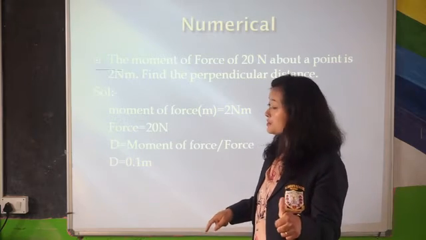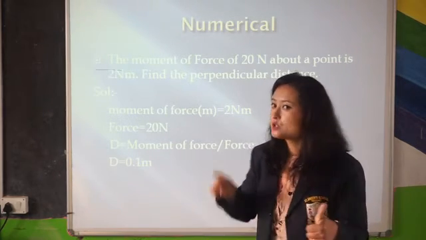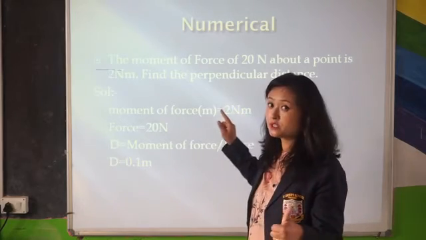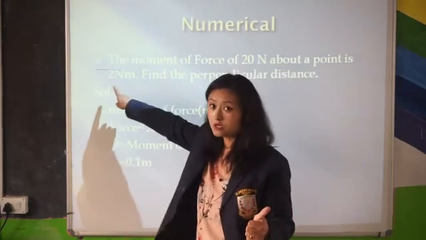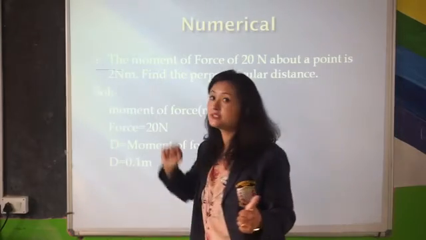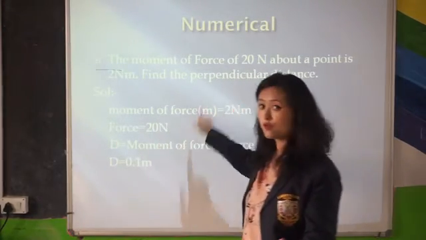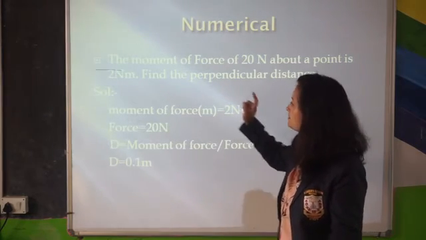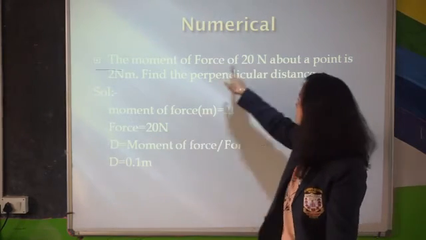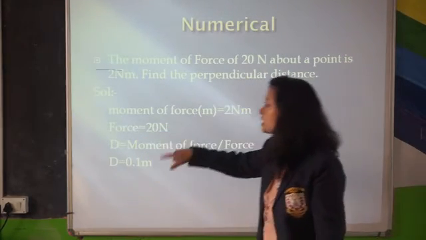So what's the unit of moment of force? Newton meter. So which number is associated with Newton meter? 20 or 2? It's 2. So which means this 2 Newton meter is not your force, but it is your moment of force. So how much is your moment of force? 2 Newton meter. And how much is your force given? 20 Newton, because Newton is the unit of force.